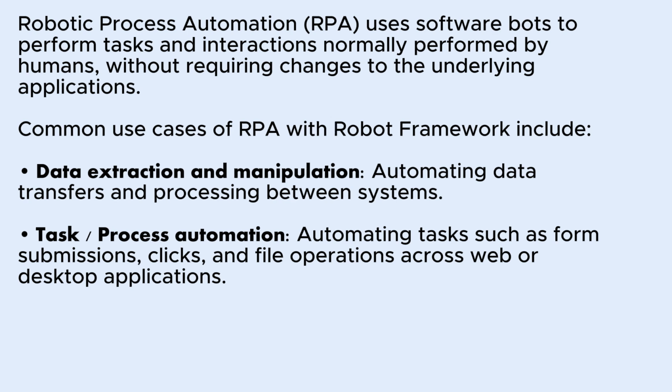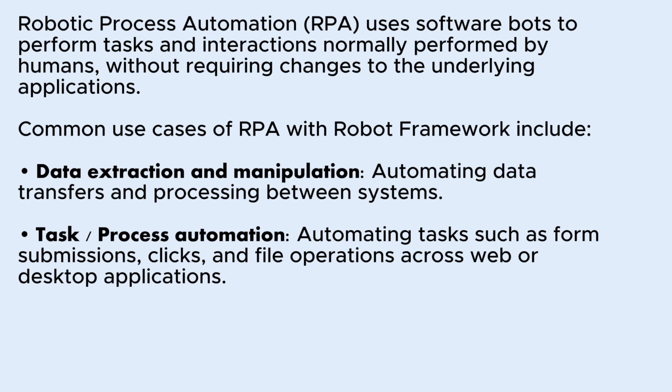Some of the common RPA use cases that we see out there include data extraction and manipulation. So automating the process of taking data from different sources, transforming it as needed, and then sending it to other systems. And then there's general task and process automation, which can be things like filling out forms online, clicking through a series of actions in a web application or even desktop application, and managing files based on some predefined rules.